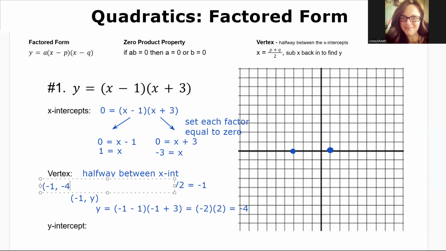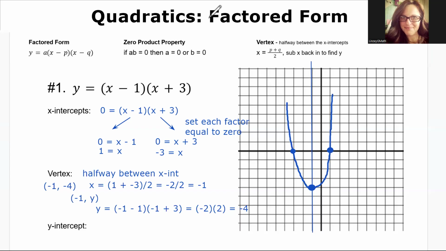Negative 1, negative 4. And we know the axis of symmetry cuts the graph in half at negative 1. 1, 2, 3, 4. And there is our vertex. And we can connect these points, and we get a rough sketch of our parabola.